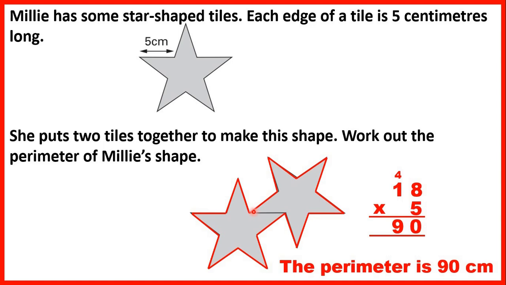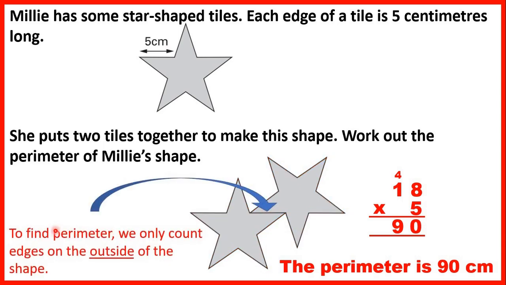Notice, to find our perimeter, we don't count these sides here that are on the inside of the shape, and that's because to find perimeter, we only count edges on the outside of the shape, so we don't need to count these edges here when we're finding our perimeter.